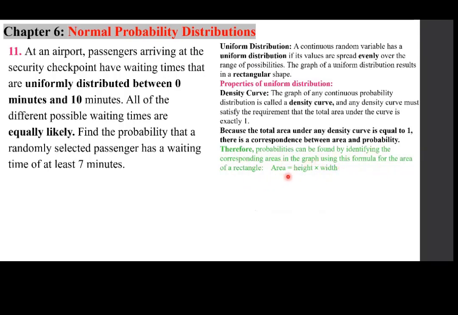Therefore, probabilities can be found by identifying the corresponding areas in the graph using the formula for the area of a rectangle. Area is the height times the width. Therefore, the given is if the total area is 1 and the width is 10, the height must be a number multiplied by that equals 1. So basically, whatever this is, the reciprocal of that.